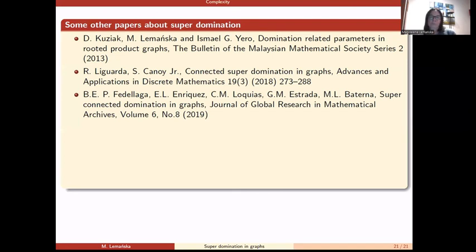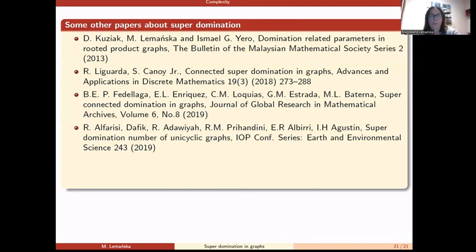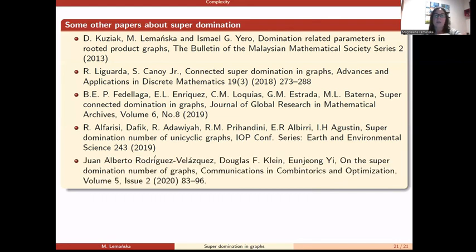And other people continued the study of this connected super domination in graphs. And also in 2019, some people studied the super domination number of unicyclic graphs. And the last work, in 2020, written by Juan Alberto Rodriguez Velázquez and two other persons, is entitled just On the Super Domination Number of Graphs. In this work, there are lots of upper and lower bounds for the super domination number in terms of many graph theory parameters.